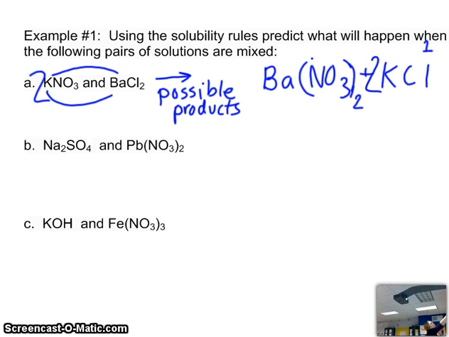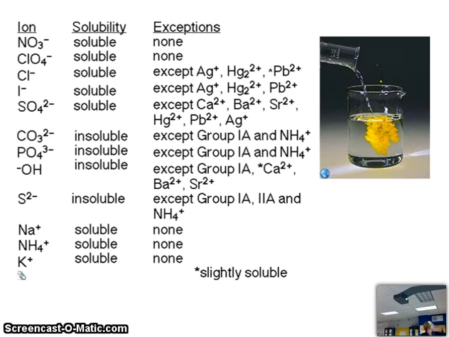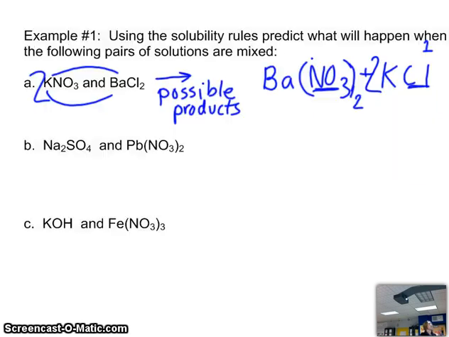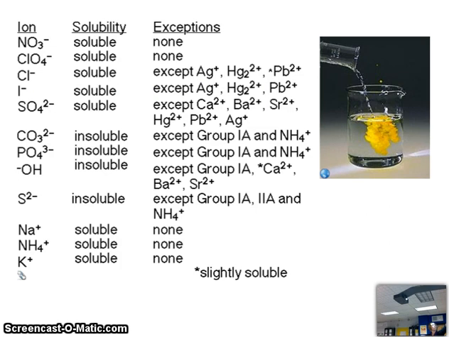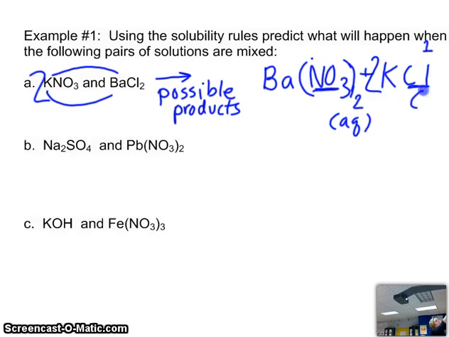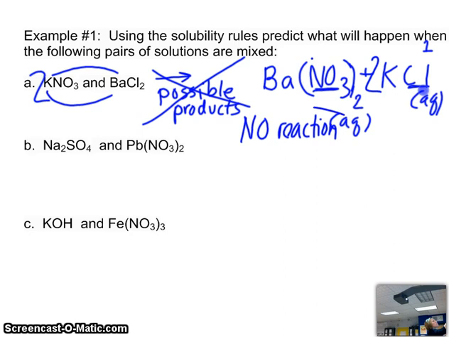So we'll use our solubility rules. It's always easier to look up the anion than to look up the cation. So nitrates are soluble, there's no exceptions. So this is aqueous. If we look up chlorides, chlorides are soluble except for Ag, Hg, Pb. We're with K. So this is soluble. Well, everything's soluble. All our reactants are soluble. All our products are soluble. So nothing happens. If you mix these 2 solutions together, absolutely nothing happens. We say no reaction.